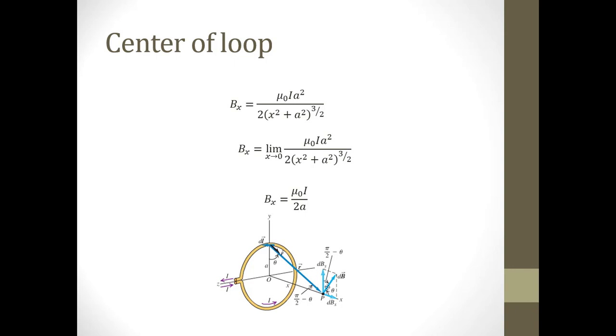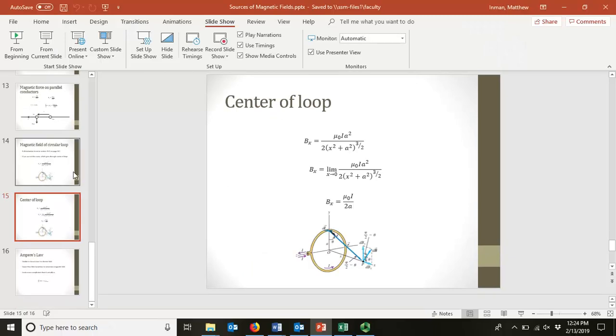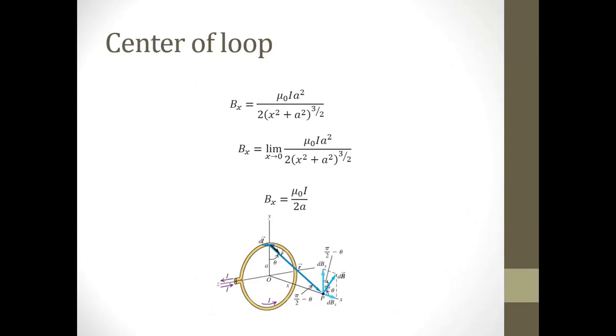The bigger the loop, the smaller the magnetic field. The larger the current, the larger the magnetic field. And so that gives us one way to find the magnetic field at the center of the loop.